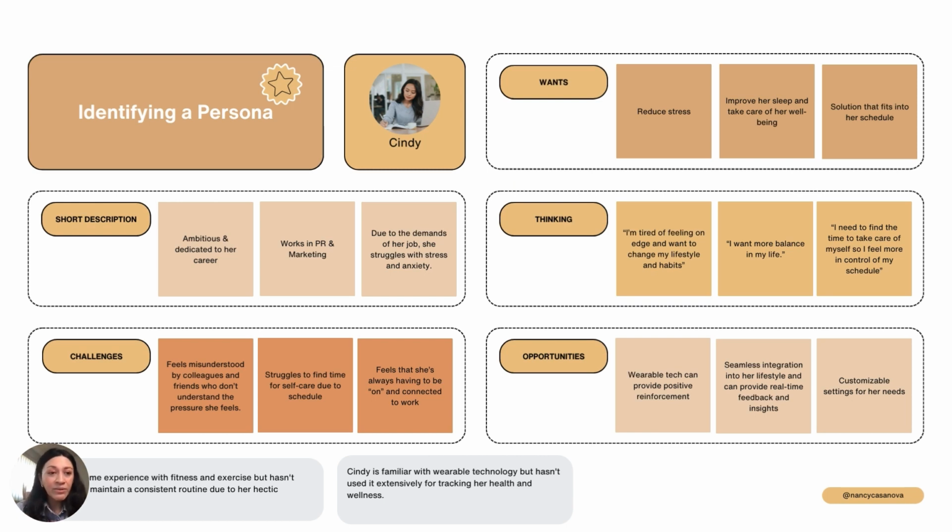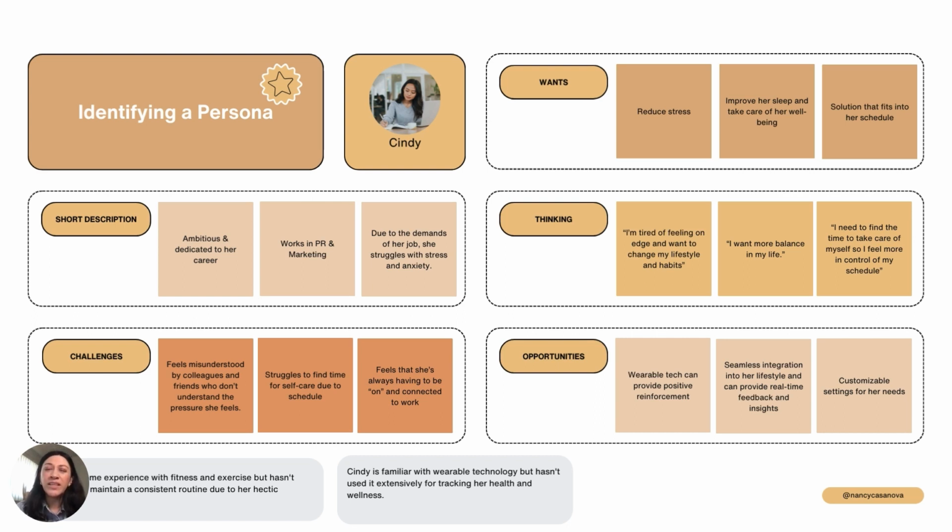At a very high level, when it comes to identifying a persona, you start off with just a couple of boxes, right? Where it's like, what's a short description of this person? What are their challenges? What do they need? What are they thinking, seeing, and feeling? And where are the opportunities for us to attract and connect with this particular person?